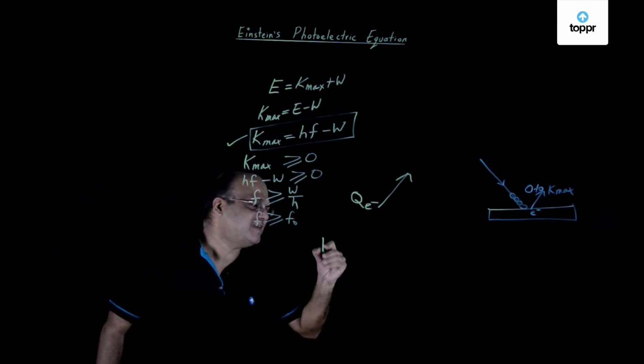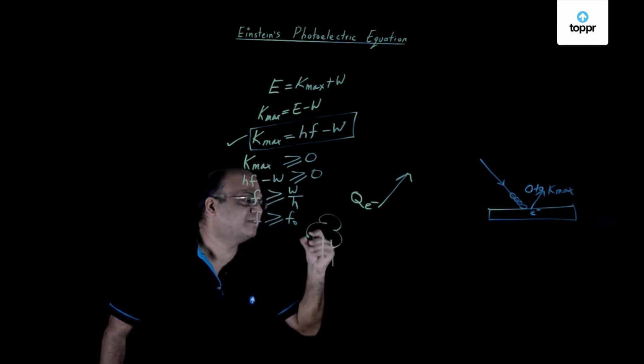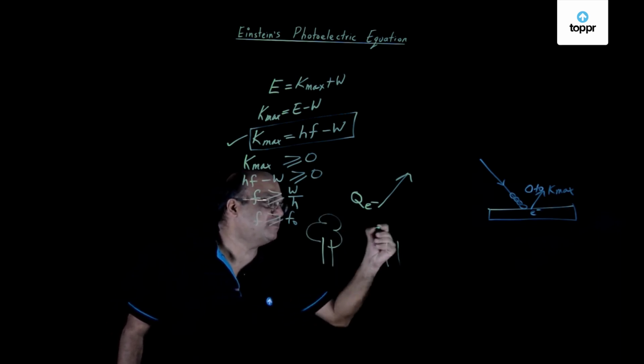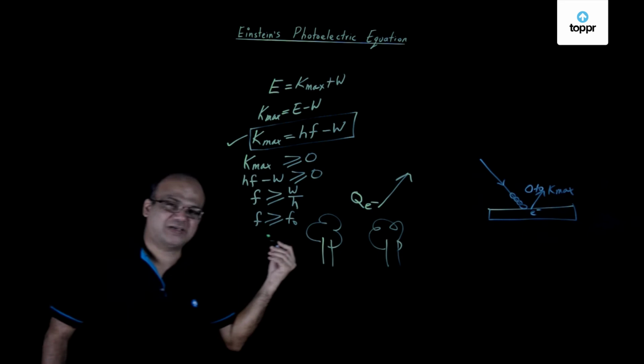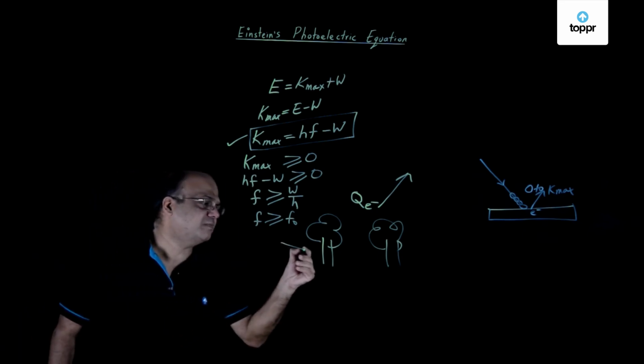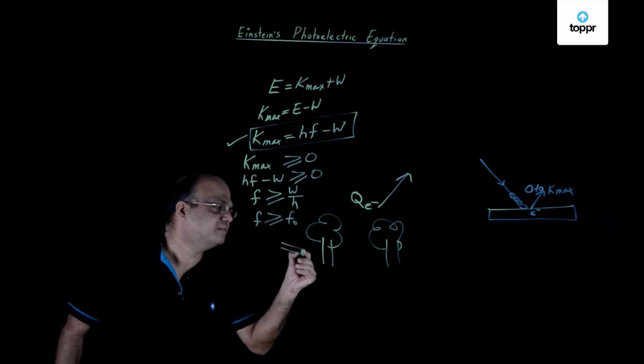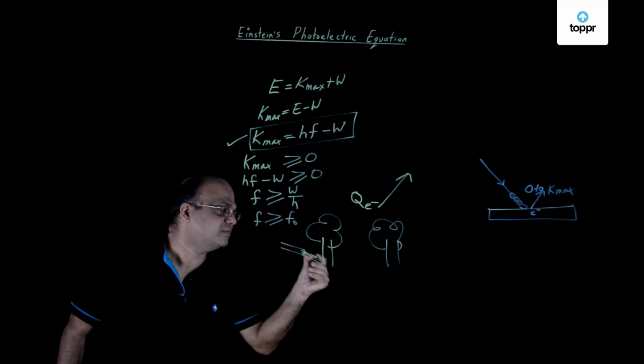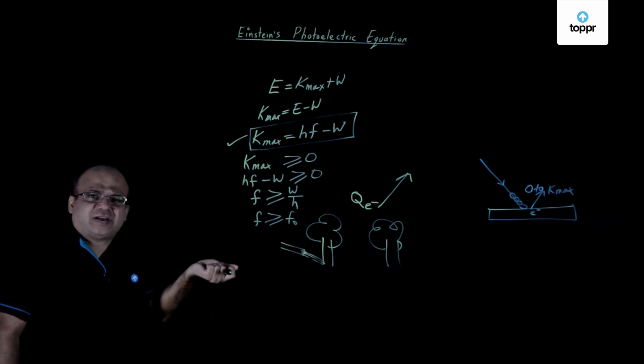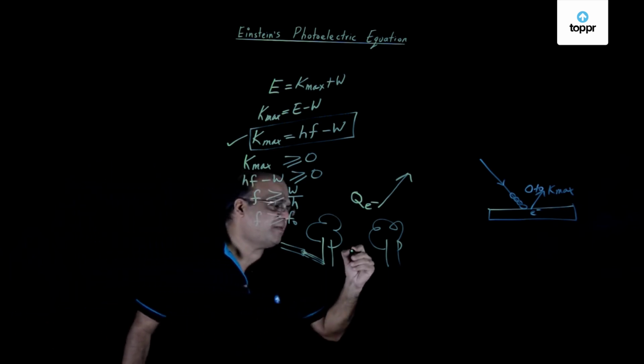Another way to understand this: suppose this is a tree and this is the same tree. Here you are watering with the help of a spray. So a spray of water is going. So it will take time to water the plant. Here you have got a bucket of water.